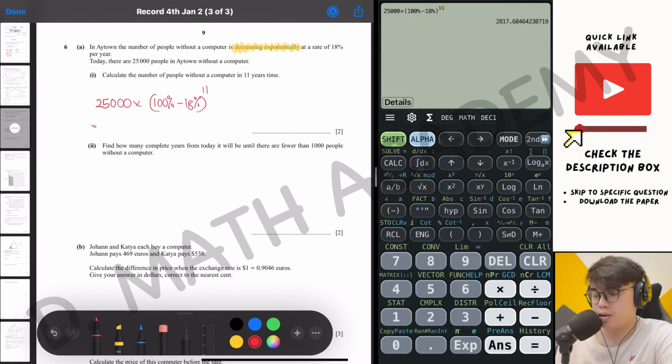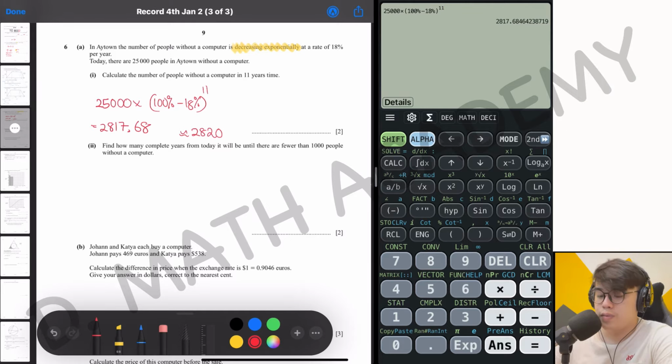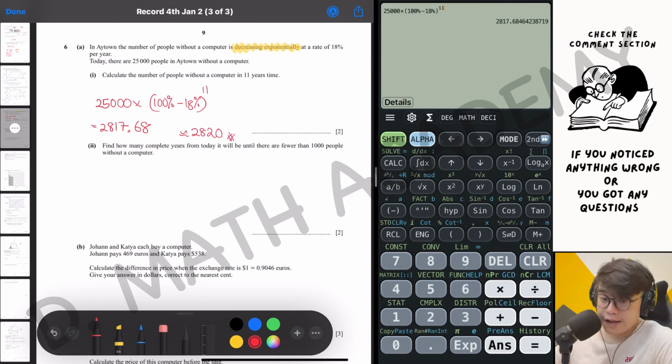You will get it as 2,817.68. So the number of persons is approximately, if you round it to 3 significant figures, 2820. So find out how many complete years it takes for it to be fewer than 1,000 people without a computer. So the same thing, the rest of the results don't change, just that we have 82% to the number of years equals 1,000. So from that, let's trace it out.